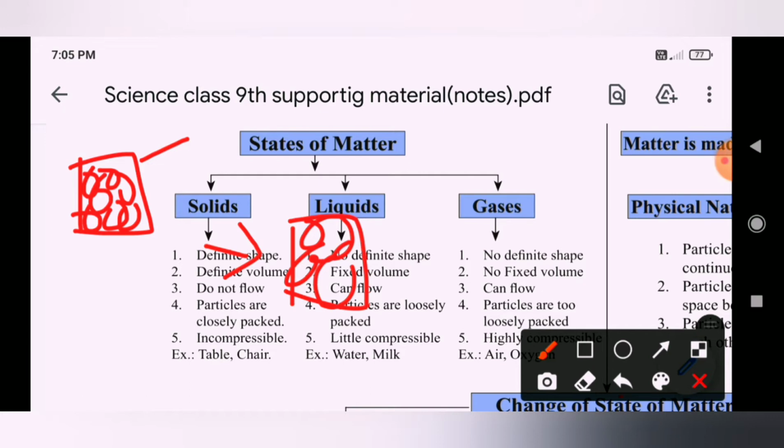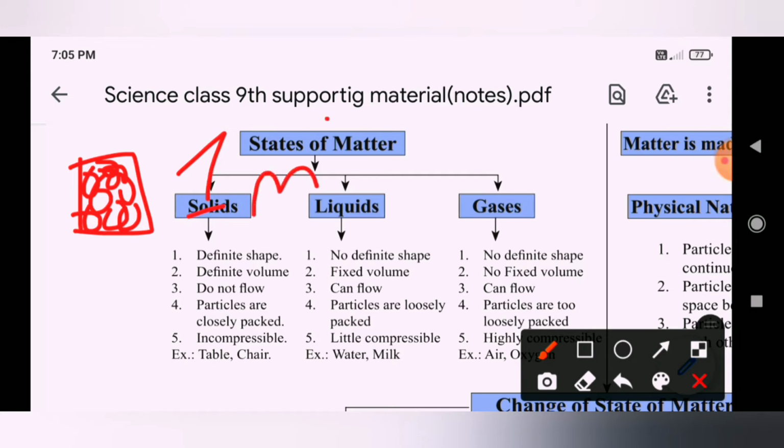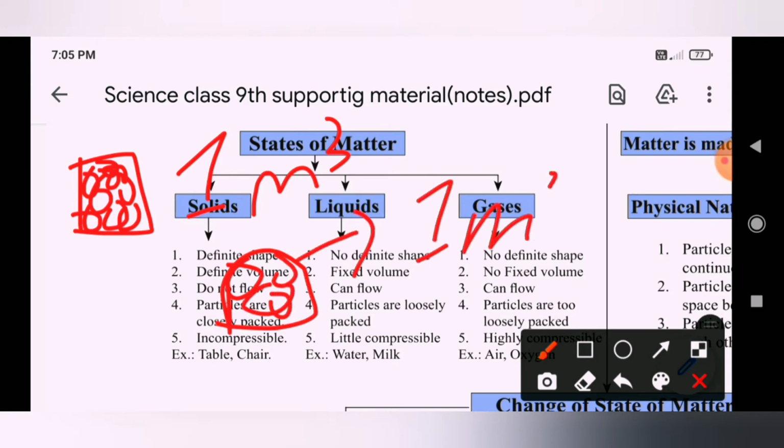It has a definite volume, it is 1 meter cube, and when we throw it, it also has 1 meter cube. The volume does not change. In water also, the volume is fixed.